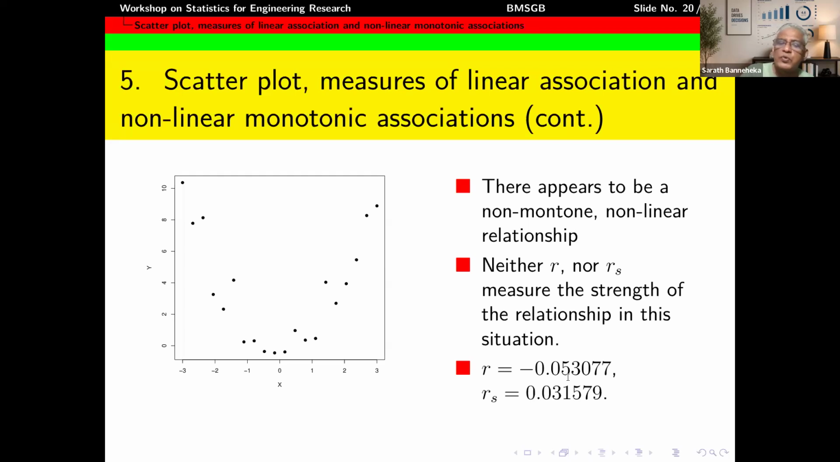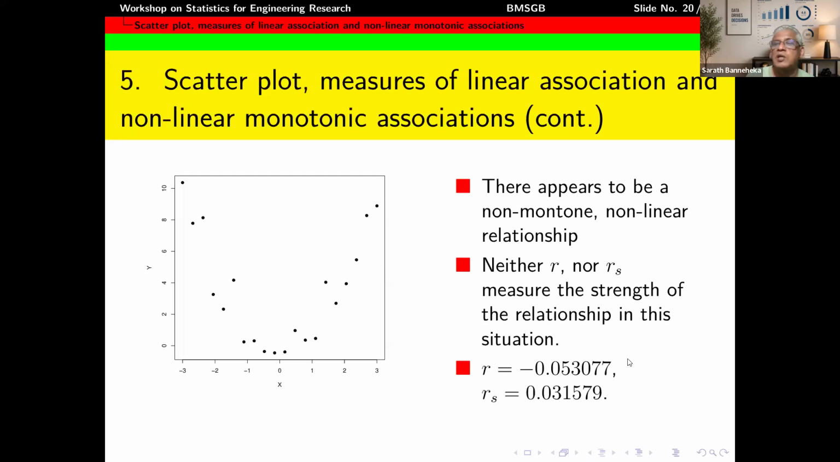But if you somehow calculate it, for example, R is in this case negative 0.05. You don't even have to consider the sign here. It's very close to zero. So that indicates, of course, that there is no linear relationship. But it doesn't mean that there is no relationship. There is definitely a relationship.